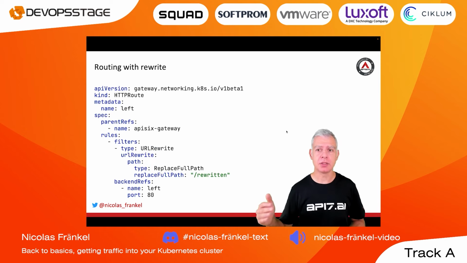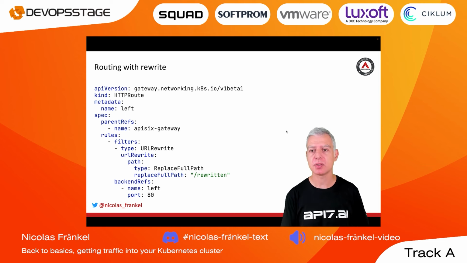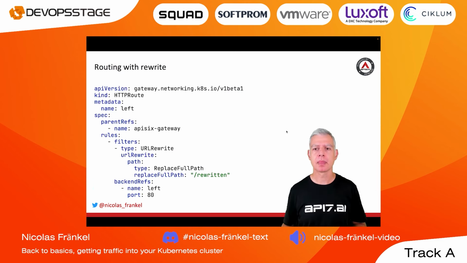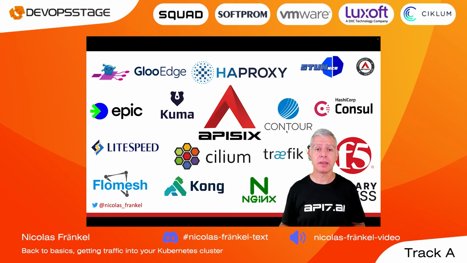And finally, you have routing with rewrite. So all the problems that we have seen before are solved by the gateway API, this new gateway object. And there are plenty and plenty of implementations available.